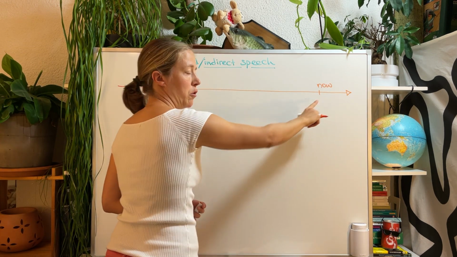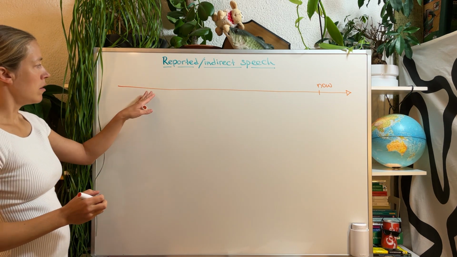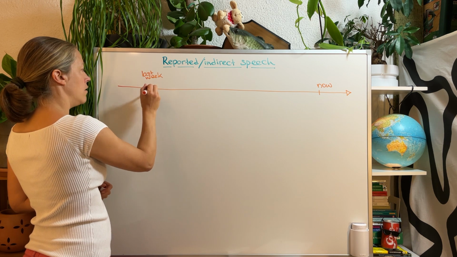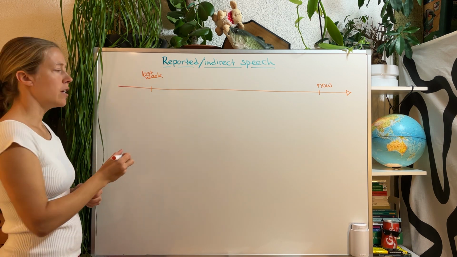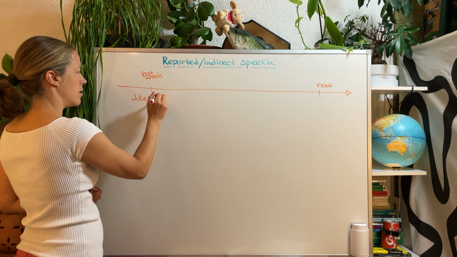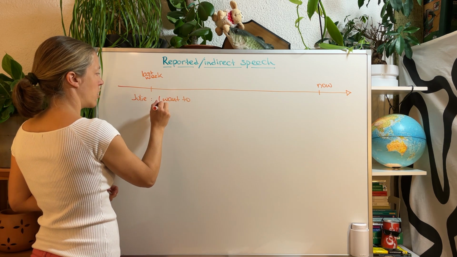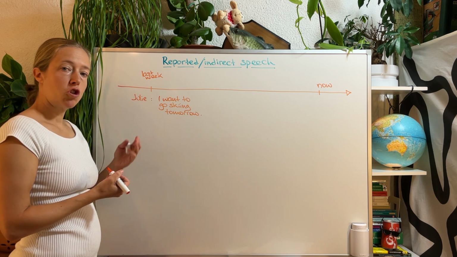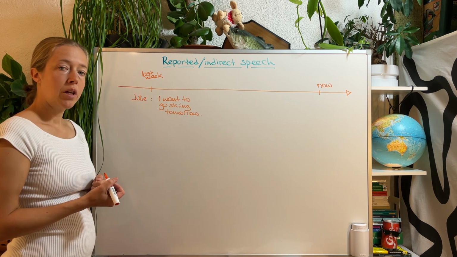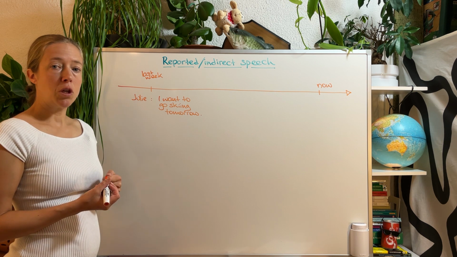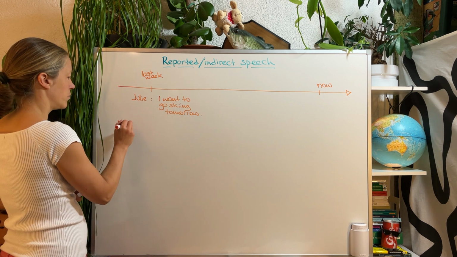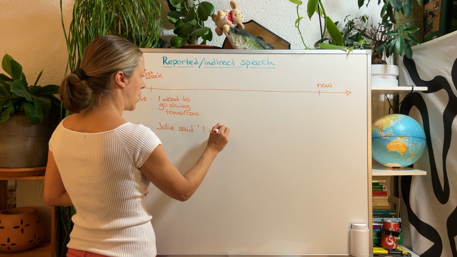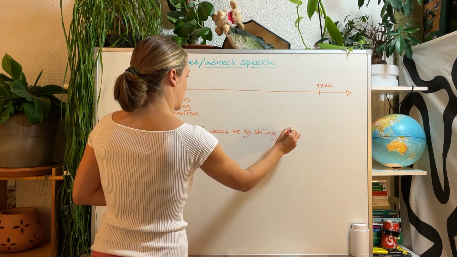That's where we are now. And imagine a week ago, last week, here, Julie said, "I want to go skiing." So Julie says, "I want to go skiing tomorrow." If now we want to say what Julie said last week, we have two choices. Either we use direct speech, in which case we'll say, Julie said, "I want to go skiing tomorrow."